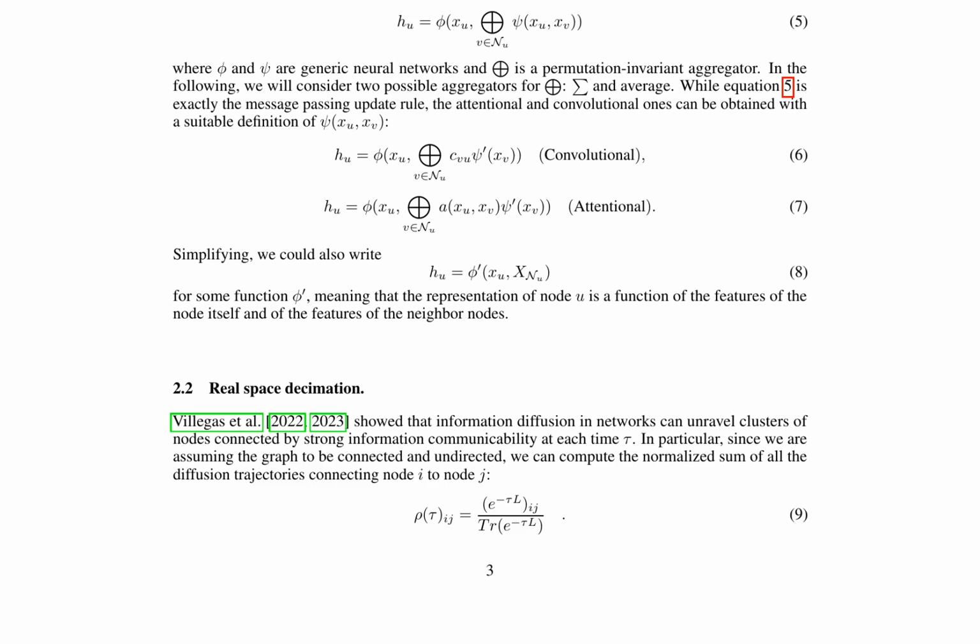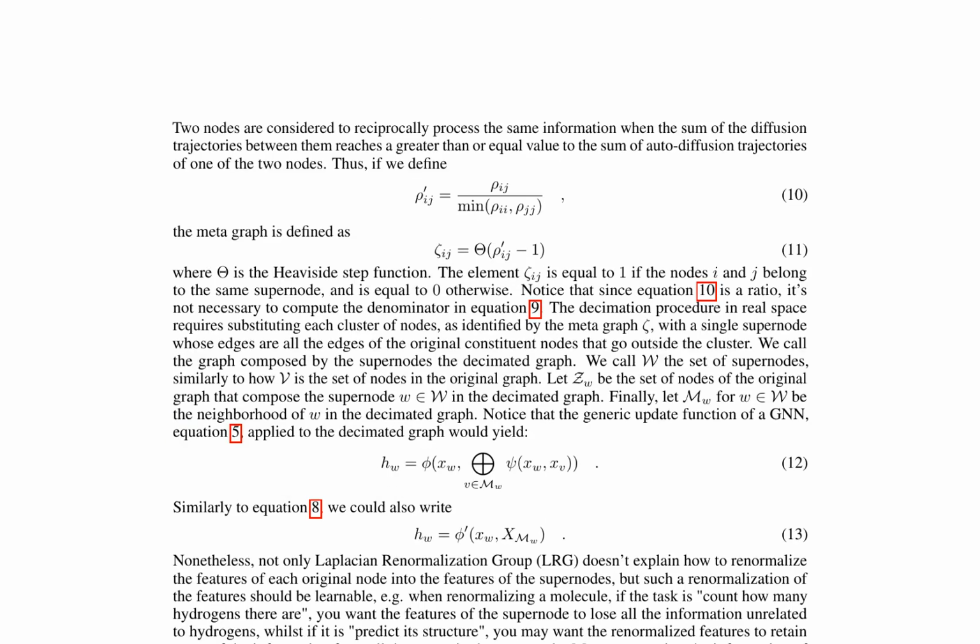However, this approach has its limitations, particularly concerning the handling of node features. To overcome these challenges, the authors propose a novel perspective on LRG, viewing the decimation procedure as a rewiring process instead of a node reduction process. This alternative viewpoint involves increasing the number of edges in the graph rather than reducing the number of nodes.